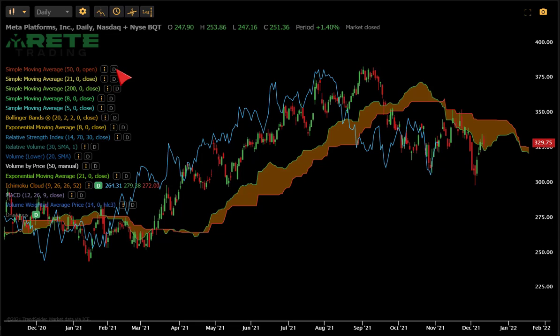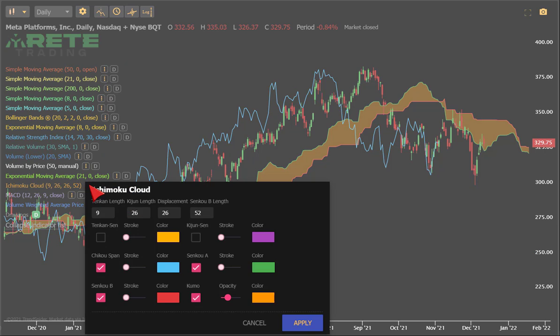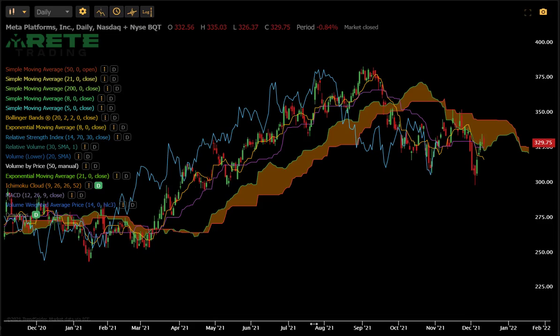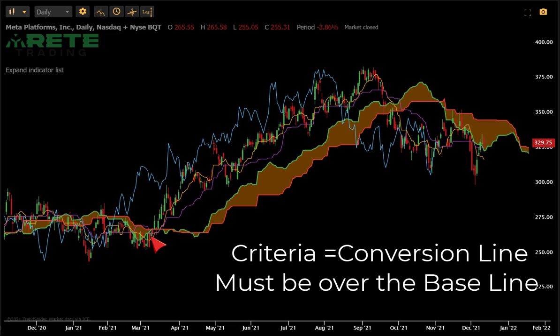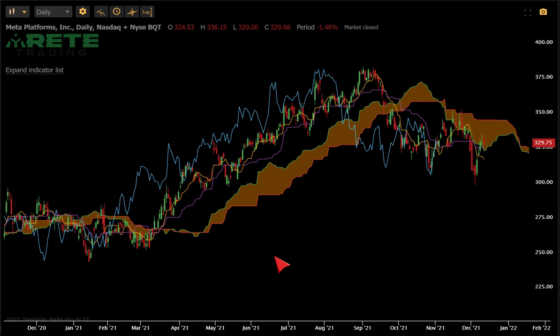So next part. Your conversion line must be over your baseline. So your conversion line must be over your baseline. So to review these 4 points, if price is inside the cloud, no matter what else is executing, there's no trade. Your lagging span needs to be above the cloud. The leading A must be above leading B. In our case, green must be above red.